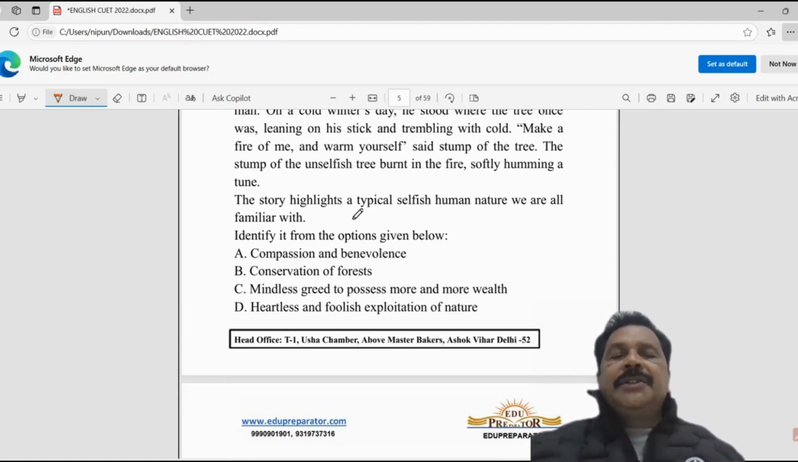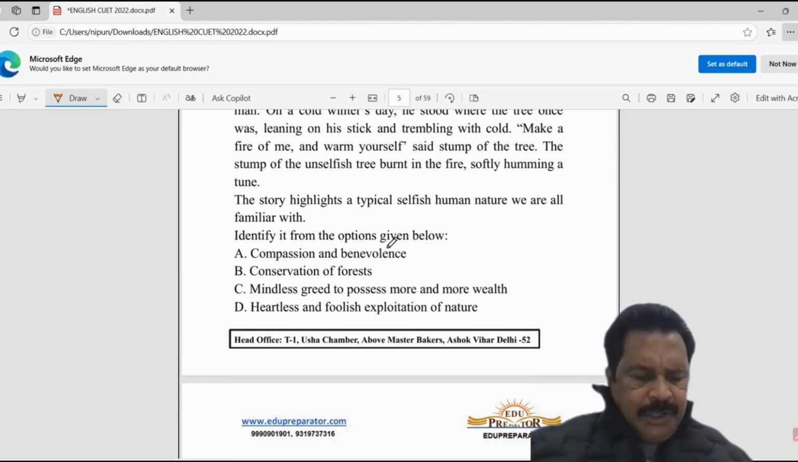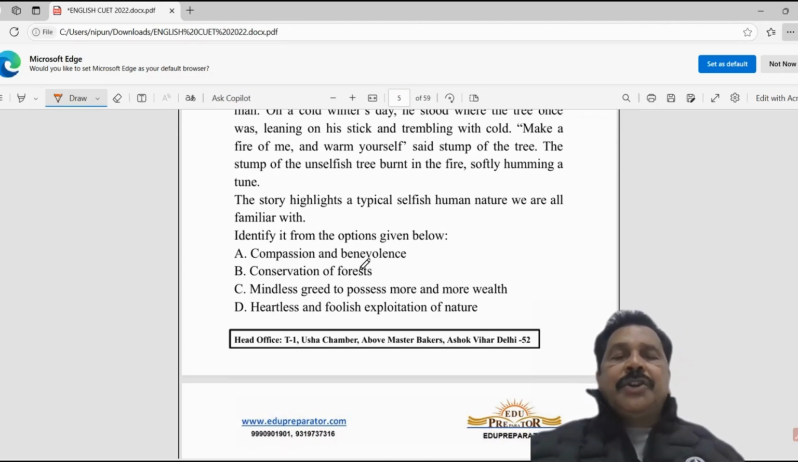The story highlights the typical selfish human nature as we are familiar with. Identify it from the options given below. Now the author is bringing a similarity between human beings and the various objects of nature. Number one, compassion and benevolence. Second, conservation of forests. Third, mindless greed to possess more and more wealth. Fourth, heartless and foolish exploitation of nature. And the correct answer will be C.